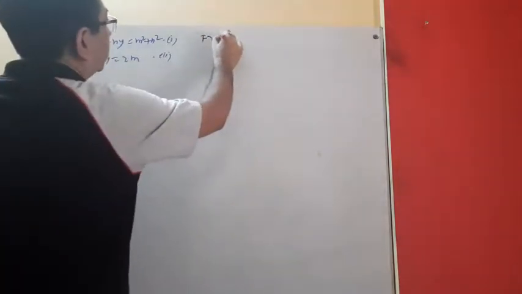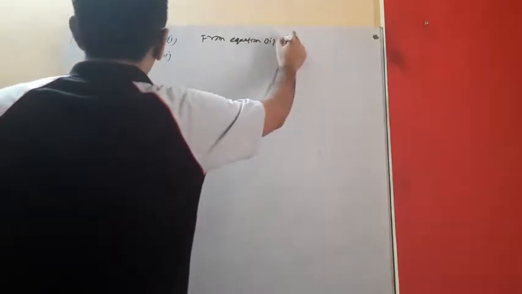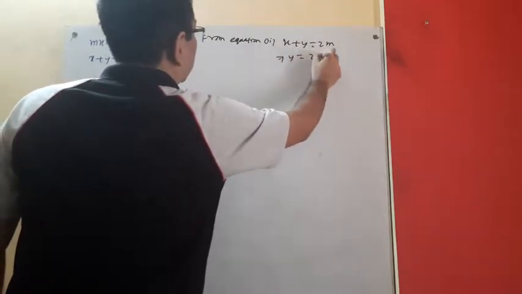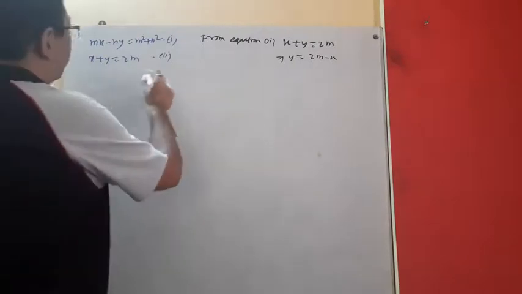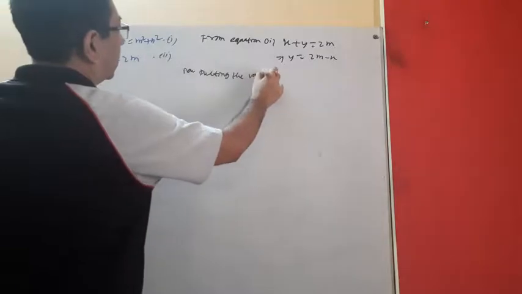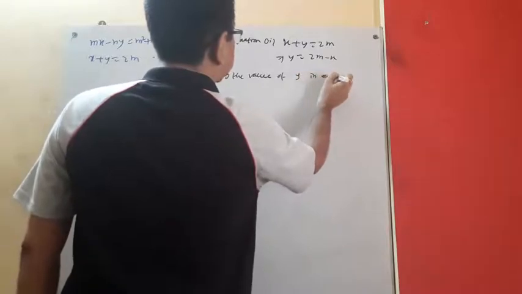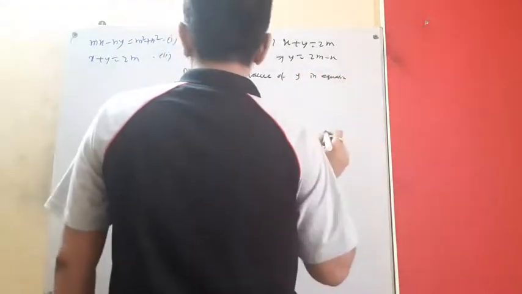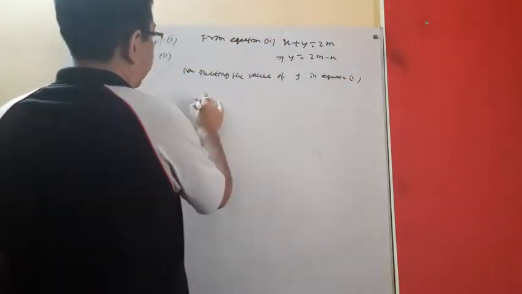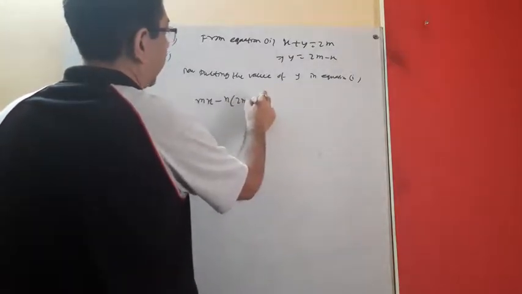From equation 2, x plus y equal to 2m, therefore y equal to 2m minus x. It is easier. Now putting the value of y in equation 1: mx minus n times y, what is y? 2m minus x, right?